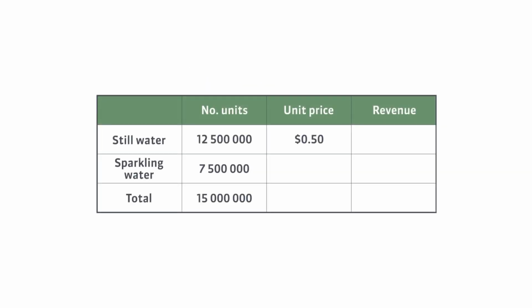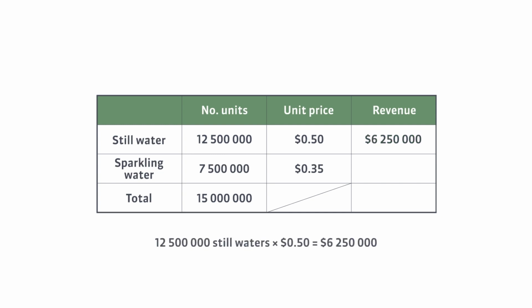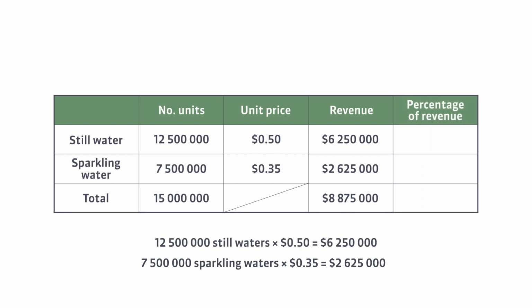Suppose the unit price of still water is 50 cents and sparkling water is 35 cents. In our case, the still water revenue is $6.25 million and the sparkling water revenue is $2.625 million. Still water accounts for 70.42% of total revenue, and sparkling water accounts for the remaining 29.58%. As you can see, sales and revenues of both products are also not equal.